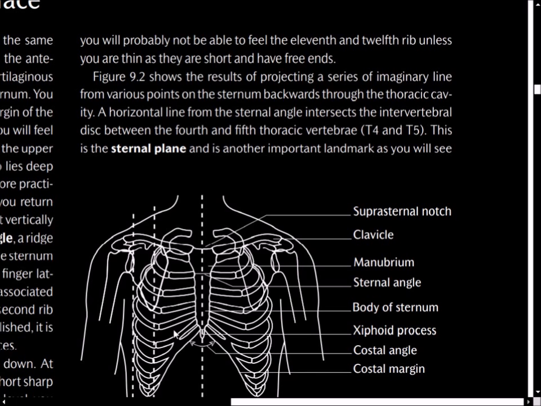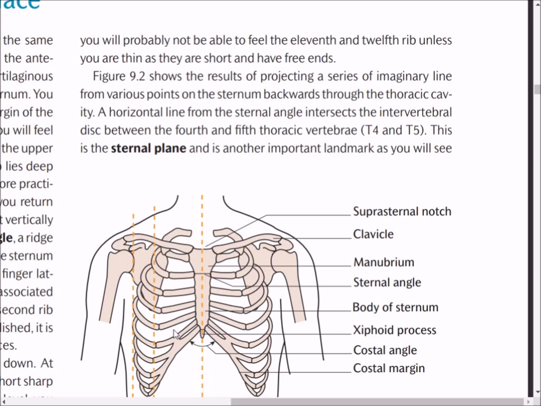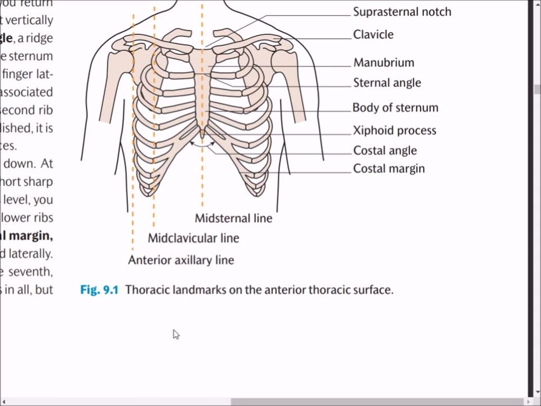Suprasternal notch, clavicle, manubrium, sternal angle, body of sternum, xiphoid process, costal angle, costal margin, mid-sternal line, mid-clavicular line, anterior axillary line. Thoracic landmarks on the anterior thoracic surface.